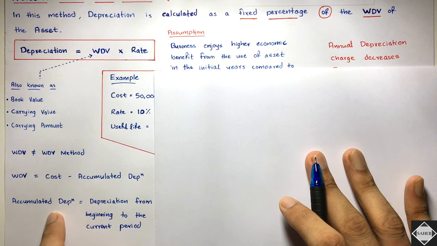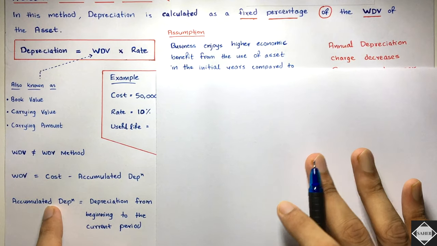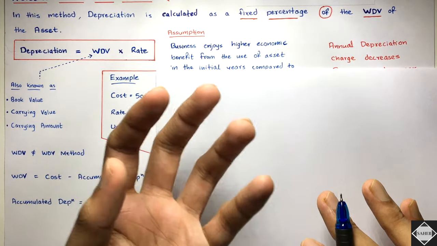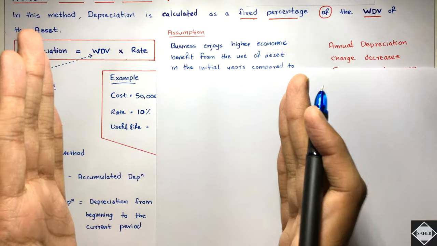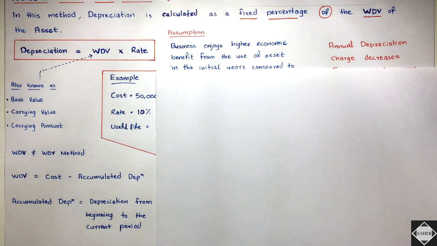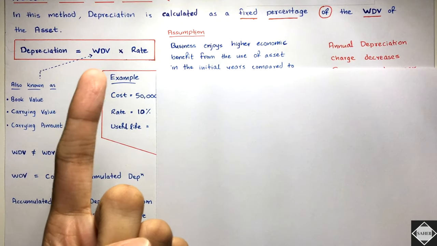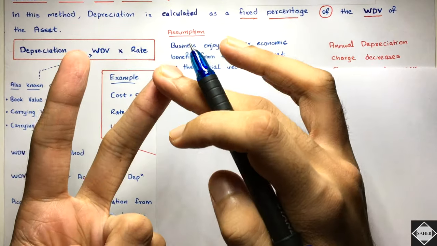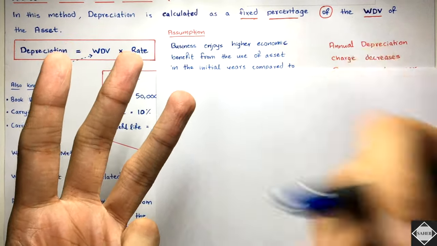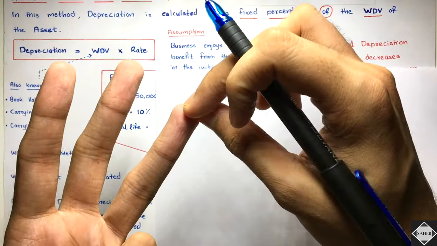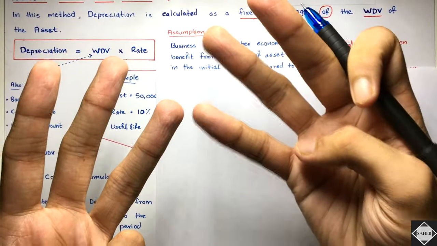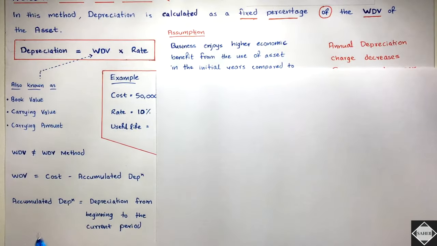Now what is accumulated depreciation? Accumulated depreciation is nothing but whatever depreciation you have charged up till now. From the beginning to the current period, how much depreciation you have charged, that's what accumulated depreciation is. Let's just say in the first year you have charged 100 depreciation, second year also 100, third year also 100. So now in this third year, what is accumulated depreciation? Accumulate all that: 100, 100, 100, 300. In the third year, accumulated depreciation is 300. Is that clear? That's what accumulated depreciation is.